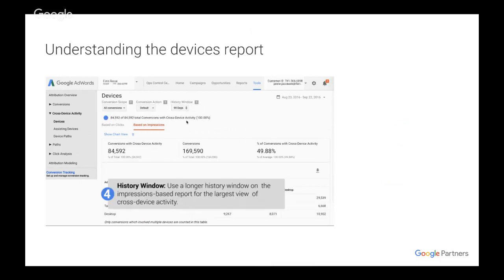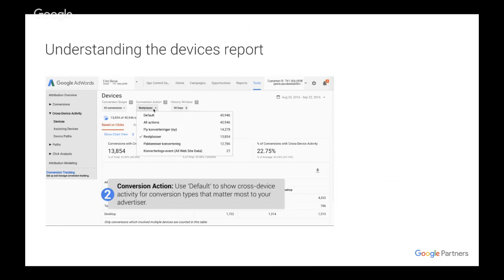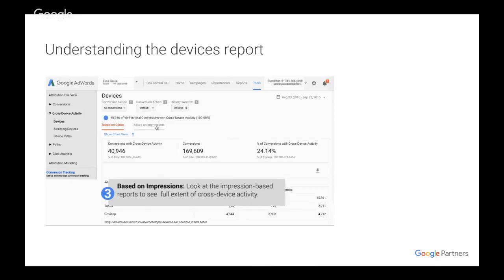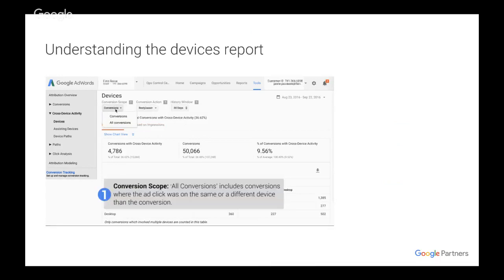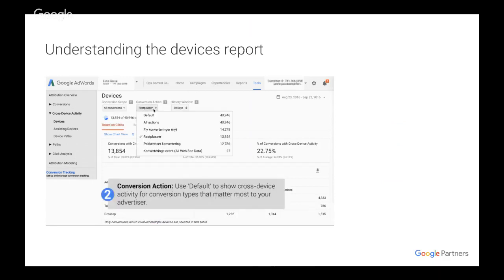You can choose all conversions or conversions. Please note that the default is all conversions. In order to explain a bit more, all conversions is going to calculate the conversions that AdWords drives for your business. It will include conversions where the ad click was on the same or different device of the conversion.